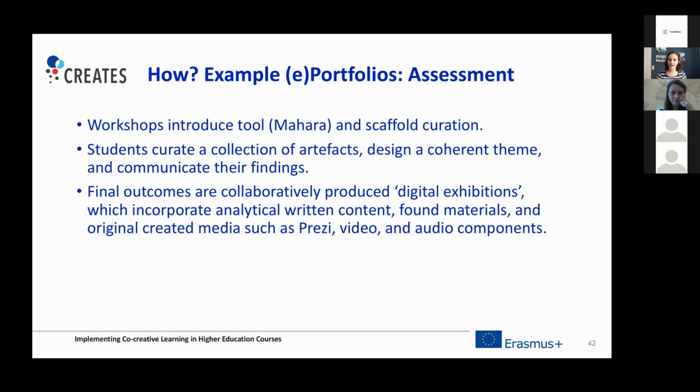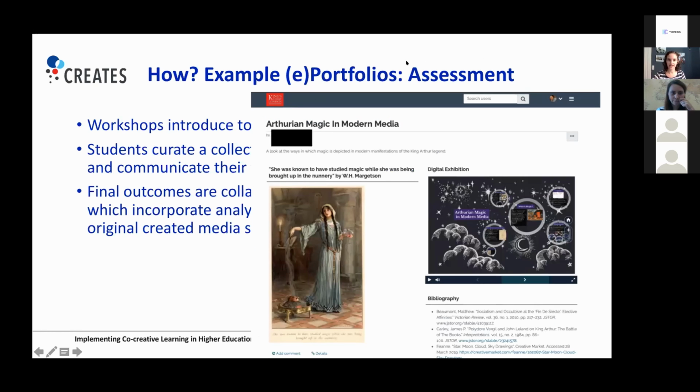And so here we have an example of one group's work. This is, again, from a humanities class. And what we can see here is the title of this portfolio is called Arthurian Magic in Modern Media. We have a topic sentence at the top of the portfolio, which is the coherent theme that students designed. And we see the use of objects and explanation, highlighted quotes, as well as a digital exhibition. It looks like they used Prezi here and recorded a presentation you can watch, as well as a bibliography with links that can take you directly to the sources that the students used.